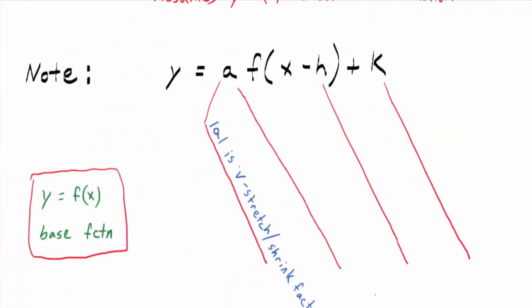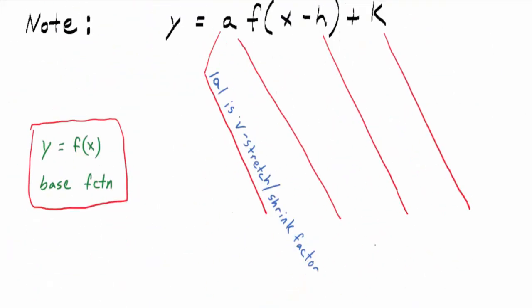So in general, I'll just say this. If a is less than 0, then there's going to be a reflection across the x-axis associated with the parent function. So I'll just say: reflect across the x-axis.